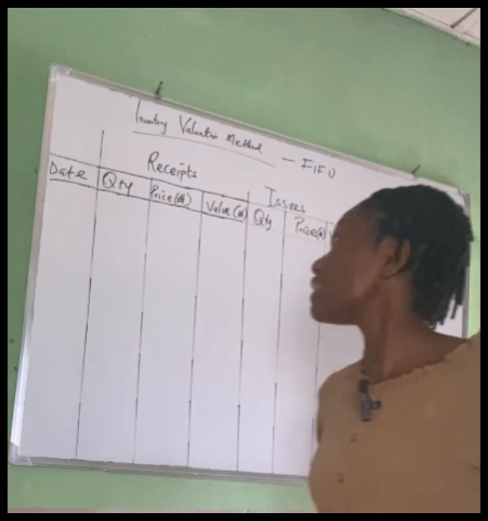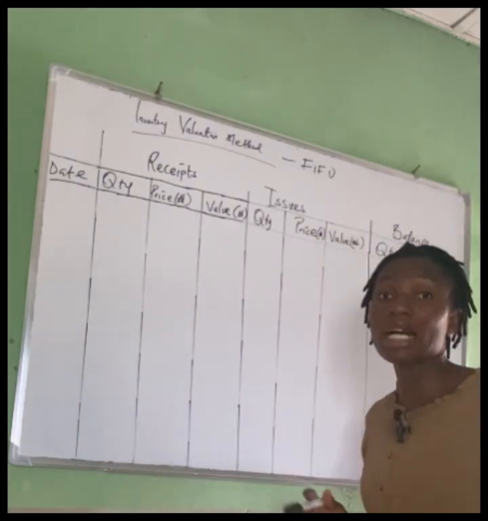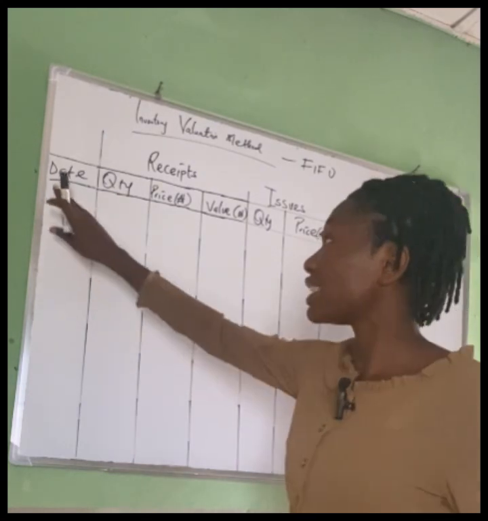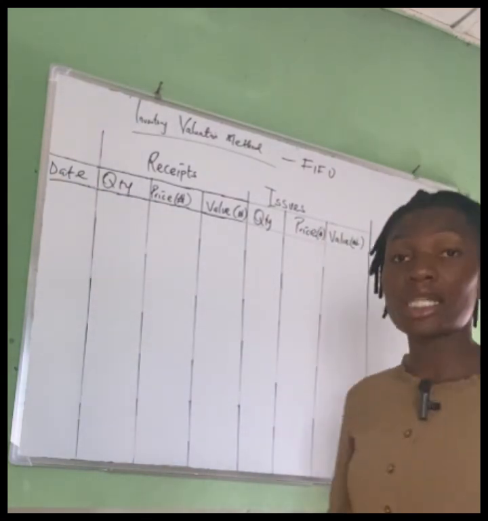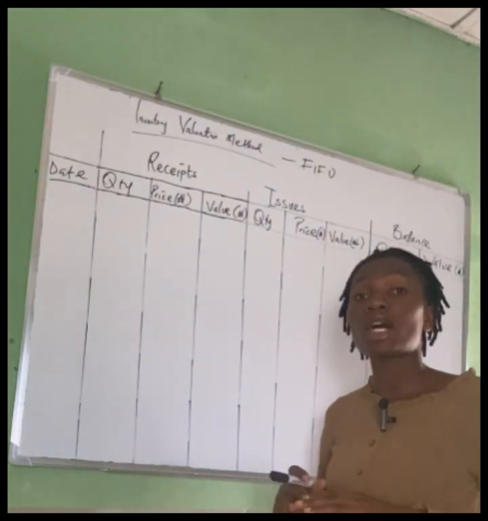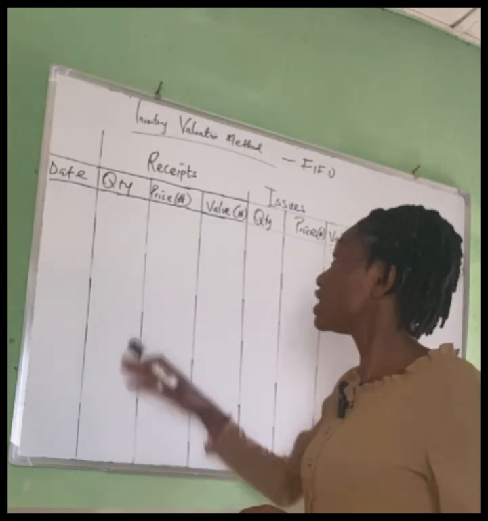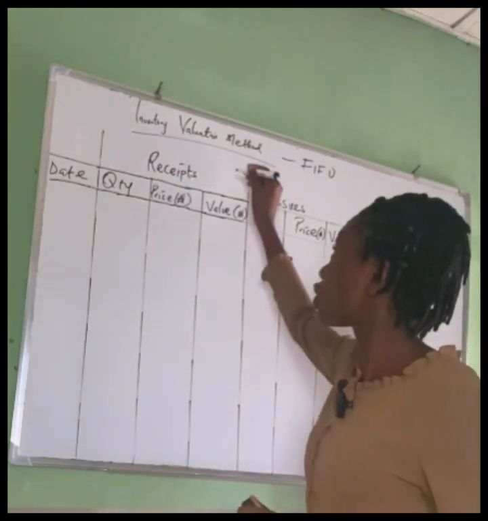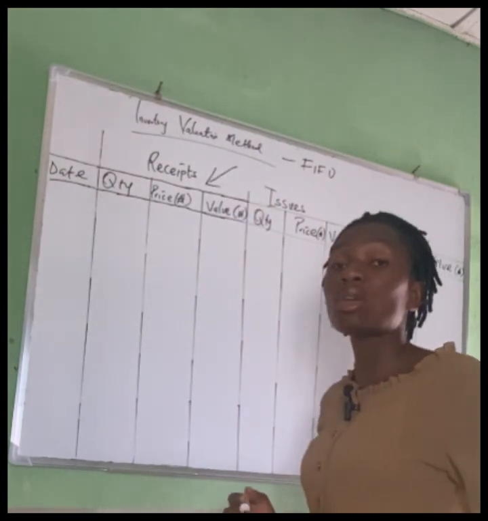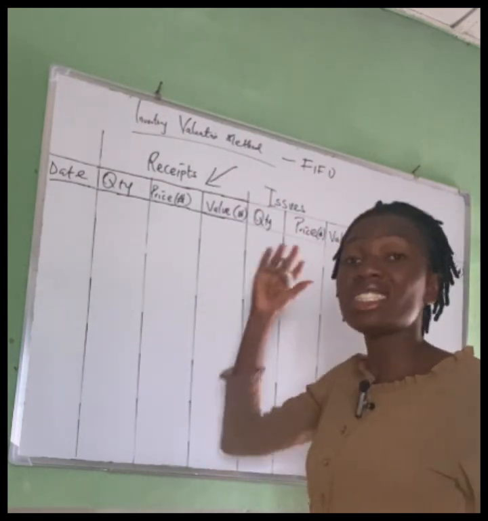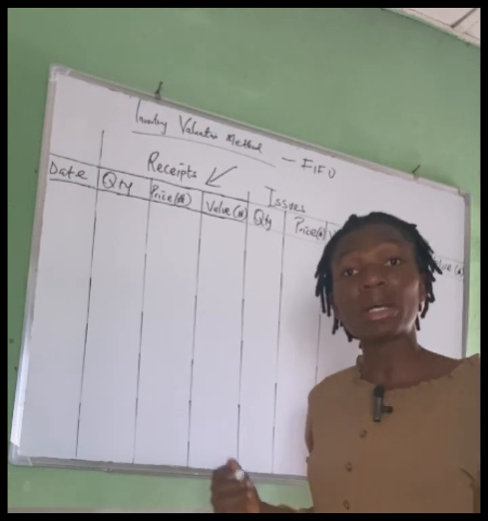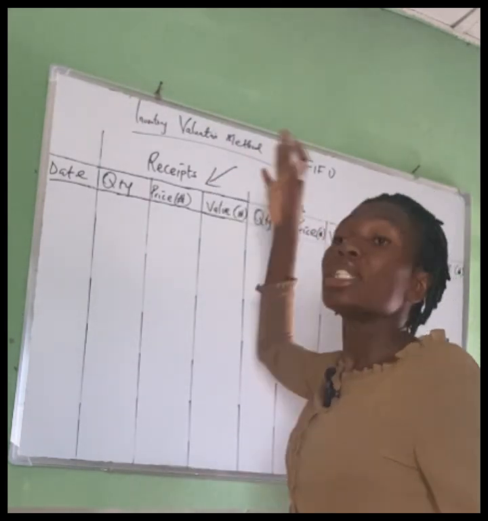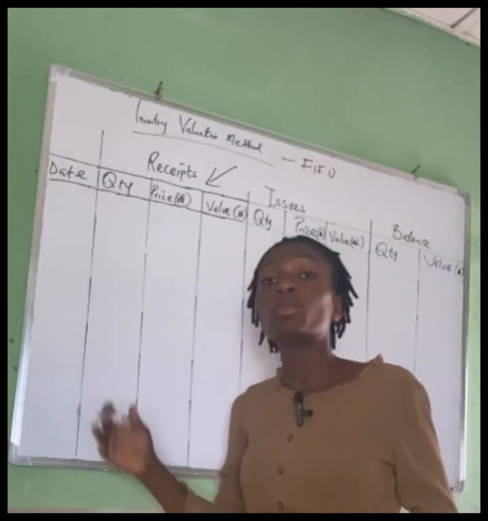Now this is our format on the board for calculating inventory valuation. Now we have our date. I have divided our account into three sections, which is the receipt side. The receipt side is for every good that is coming into the business, the goods that the business is buying from outside. It could be raw material, it could be finished goods, but the receipt is about those goods that are being bought by the business.